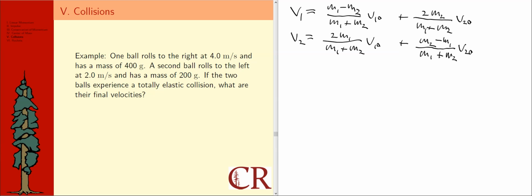One ball rolls to the right at 4 meters per second and has a mass of 400 grams. A second ball rolls to the left at 2 meters per second and has a mass of 200 grams. If the two balls experience a totally elastic collision, what are their final velocities?